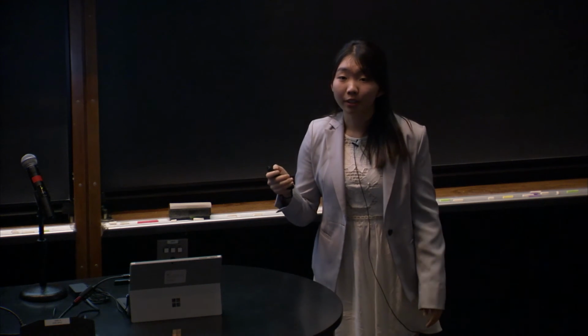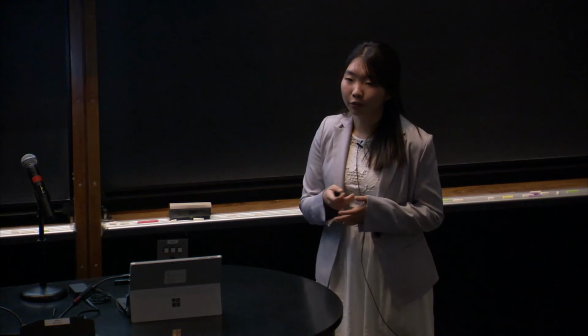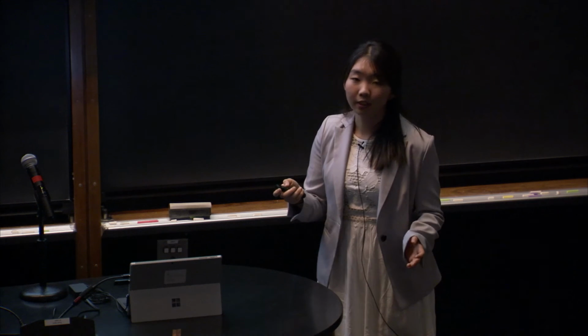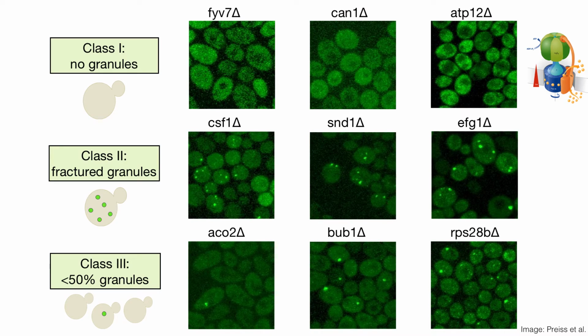So to recap, we started with 6,000 deletion strains and narrowed it down to 124. And then my job was to validate, and I came up with around 60. About 9 strains had no G-bodies in any of the cells, anytime I imaged them, and then about 10 with fracturing, and the rest of them had some degree of G-body formation from 1 to 49% of the cells. And these are some representative images of each class.